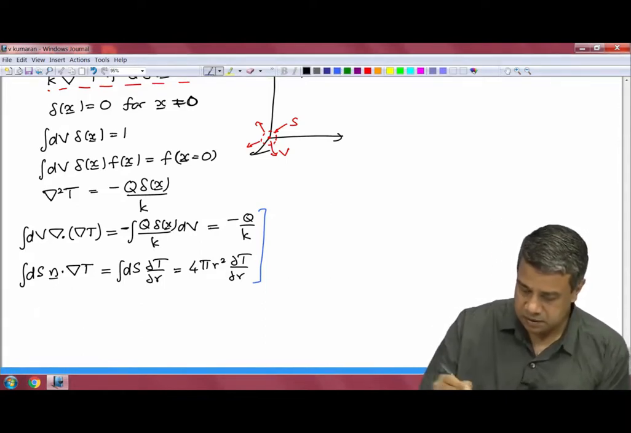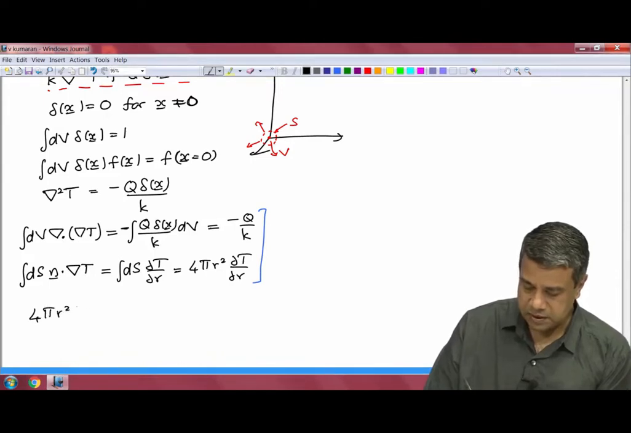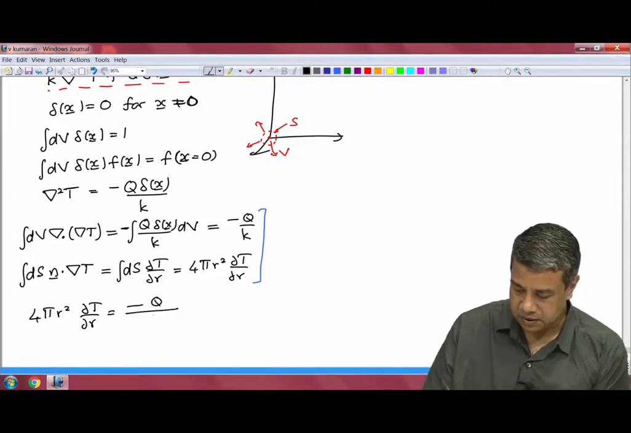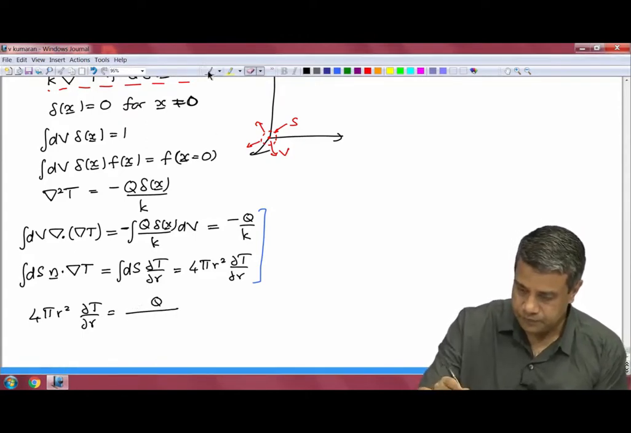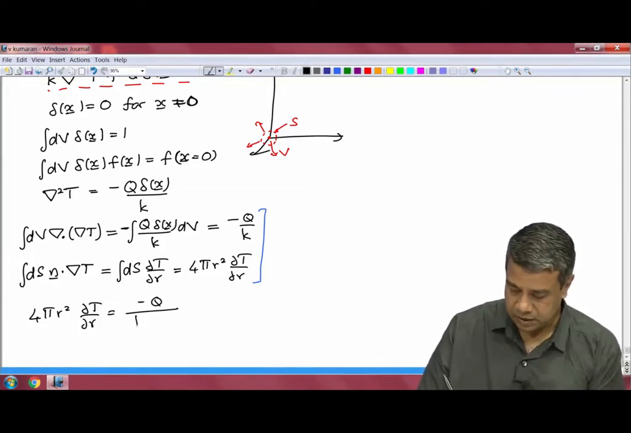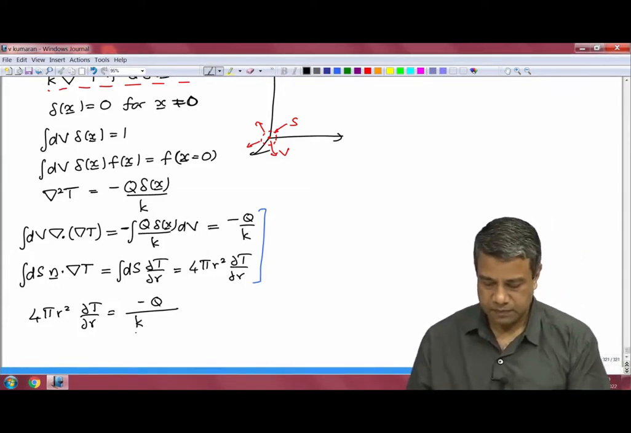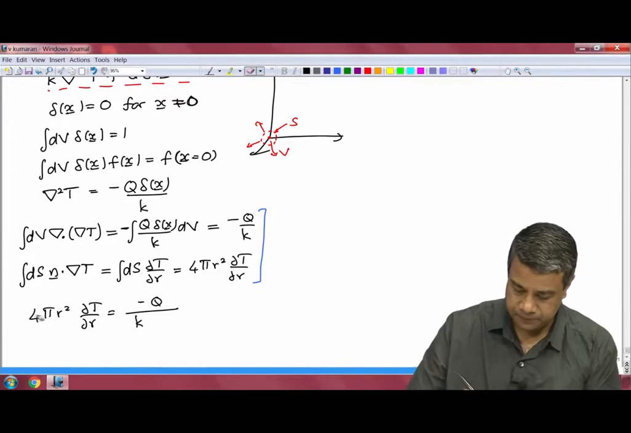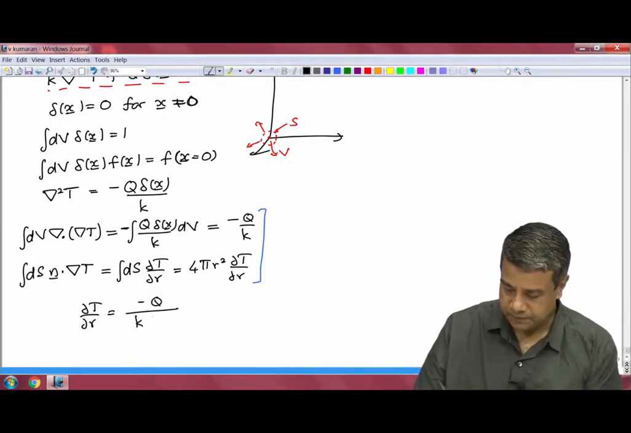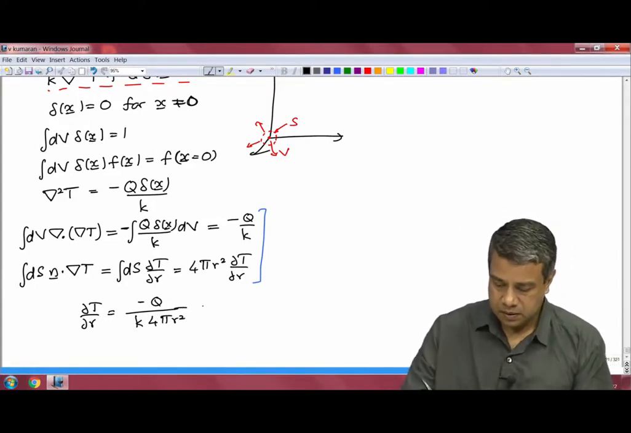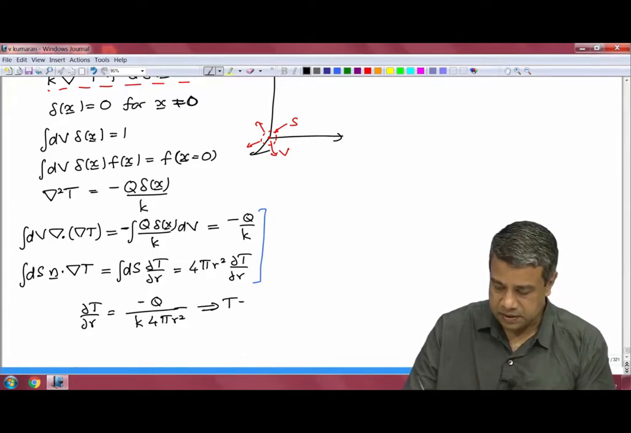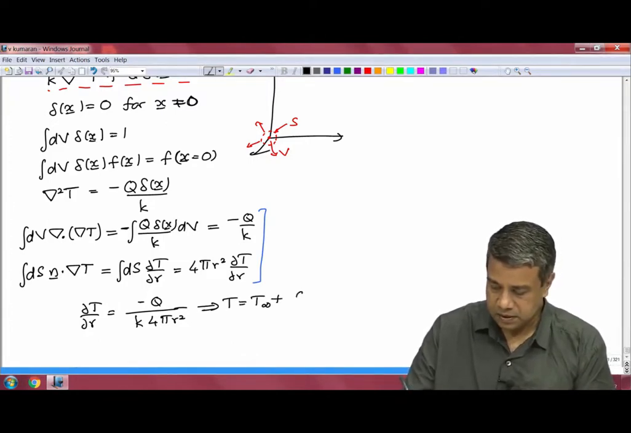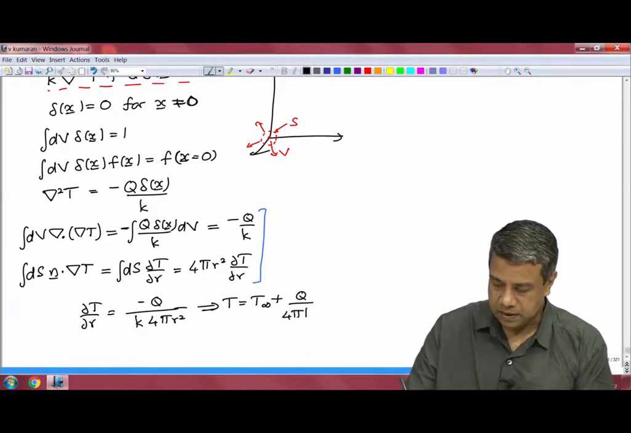So, therefore, I get 4 pi r square partial T by partial r is equal to minus q by k. And I can divide throughout by 4 pi r square, and solve this equation to get T is equal to T infinity plus q by 4 pi k r.